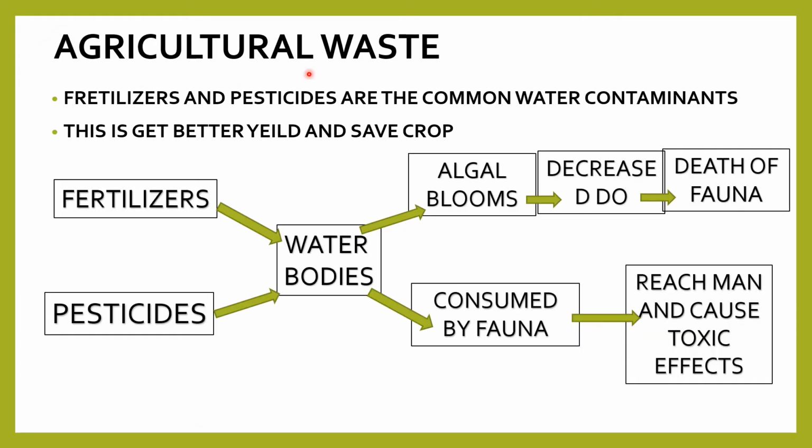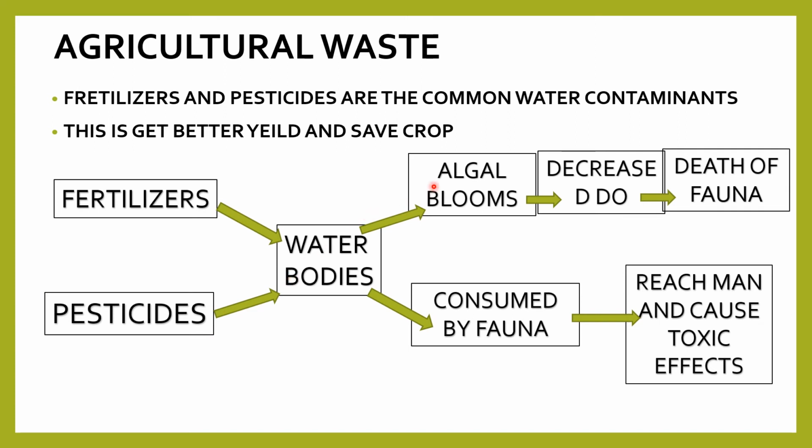Another important contributor to water pollution is agricultural waste. In agriculture, yes, definitely there is a need for the addition of fertilizers and pesticides, but these become common contaminants of the nearby water bodies. To get better yield we use fertilizers, and pesticides are used to save the crop. What is happening is, when you add these fertilizers in excess out of enthusiasm, they reach the water bodies. Even pesticides, when added in excess, reach the water bodies.